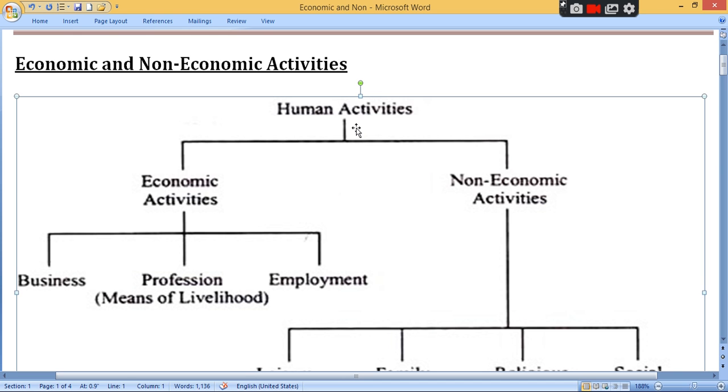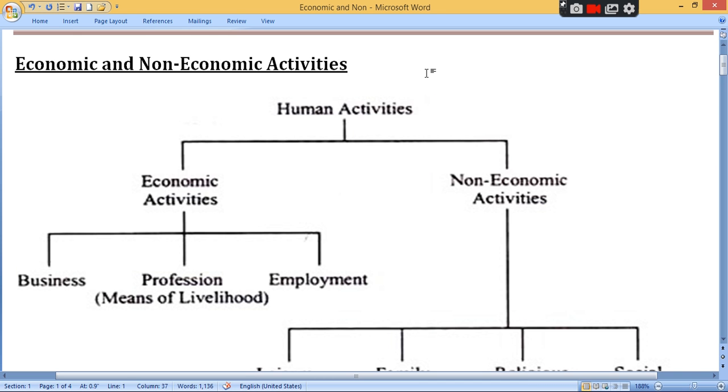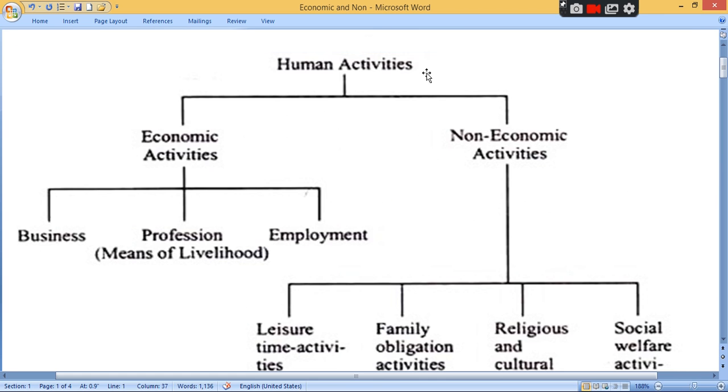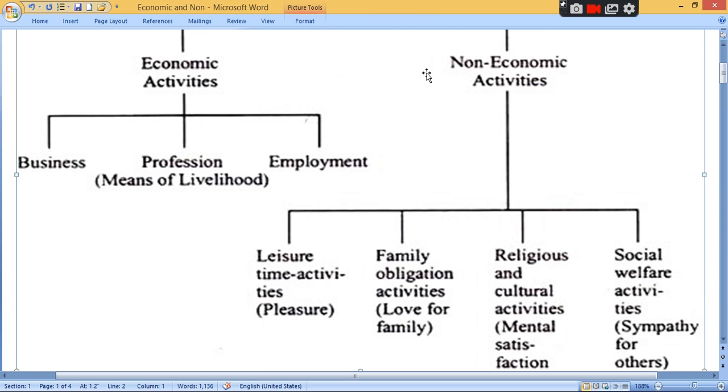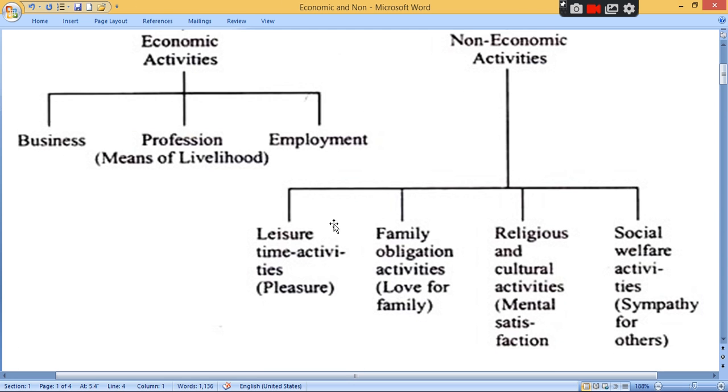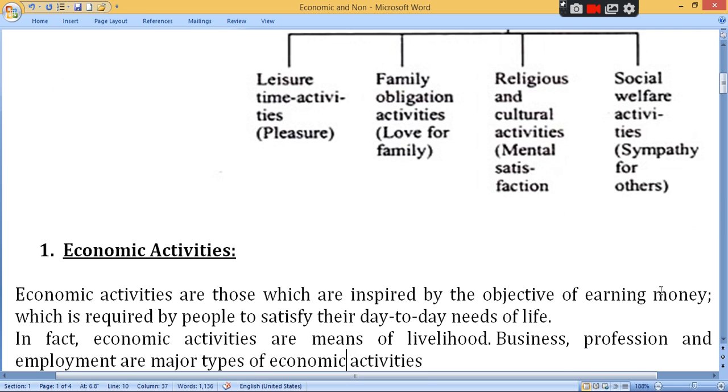So activity is divided into two parts, that is economic and non-economic activity. Economic activities include business, profession and employment. The main objective is earning maximum profit, or earning money. Then non-economic activity includes leisure time activity, pleasure, happiness, family obligation, love for family, religious and cultural activity, and social welfare activity. So the main objective is social welfare.